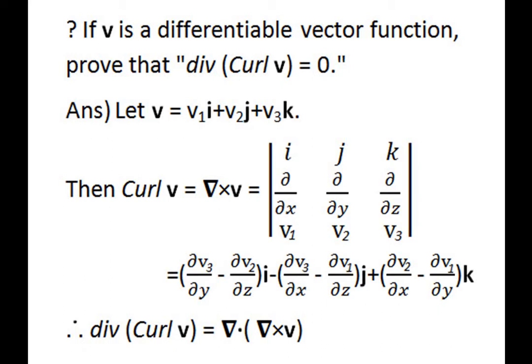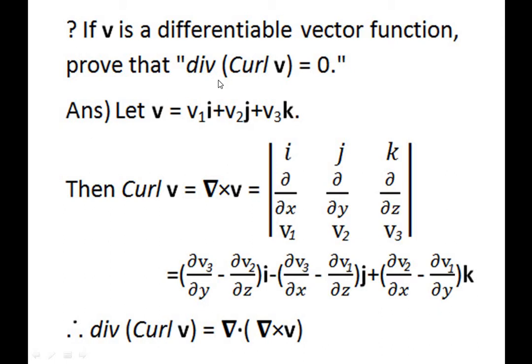Okay, then taking the curl of v. That is the curl of v equal to del cross v, which is equal to determinant i j k, dou by dou x, dou by dou y, dou by dou z, v1 v2 v3, where v1 v2 v3 are the components of the vector function v, and dou by dou x, dou by dou y, dou by dou z are the components of the gradient vector del. Then taking the cross product, we get dou v3 by dou y minus dou v2 by dou z i cap, minus dou v3 by dou x minus dou v1 by dou z j cap, plus dou v2 by dou x minus dou v1 by dou y k cap.